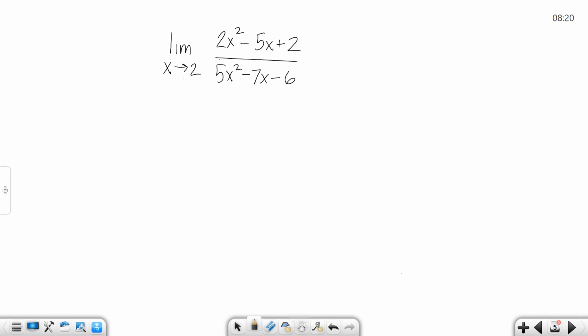Continuing our study of limits, we have just a basic limit here. Remember, your first step is to plug in the value. So we're going to plug in 2 and see what we get. That's 2 squared, 5 times 2 plus 2. That's what we get on the top. Get on the bottom.